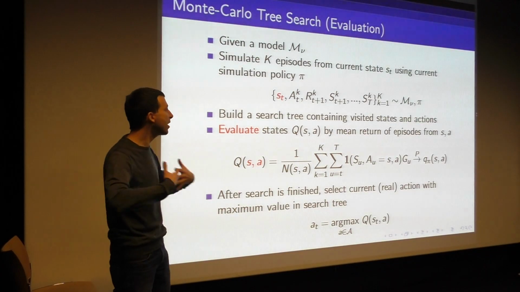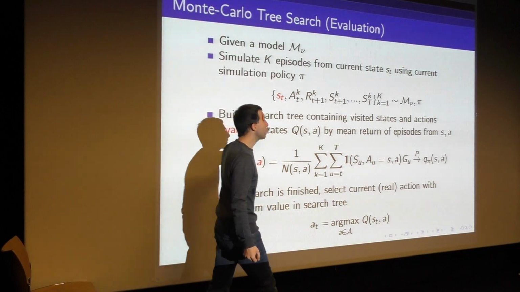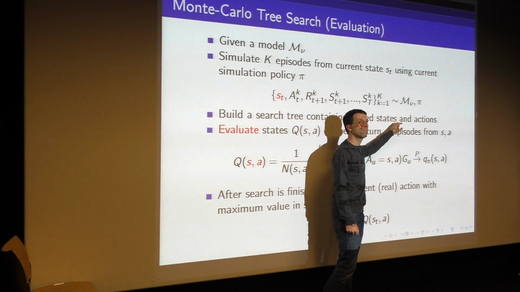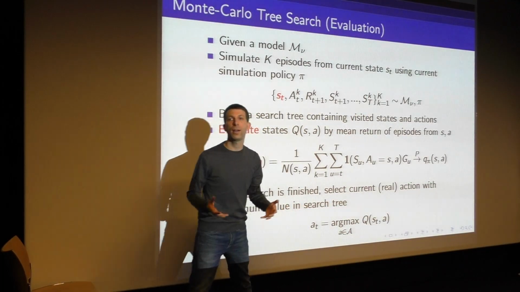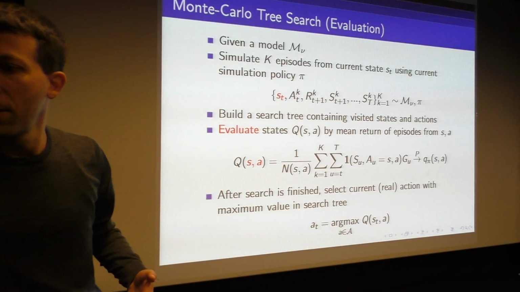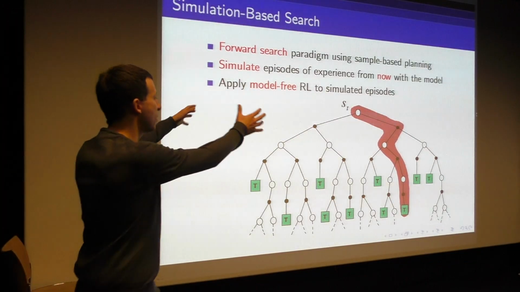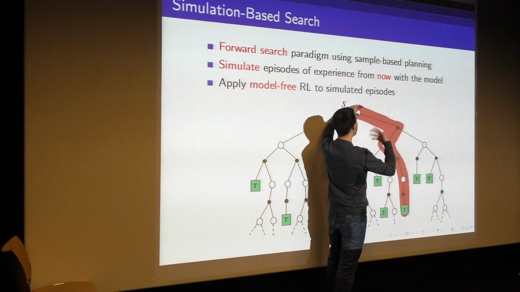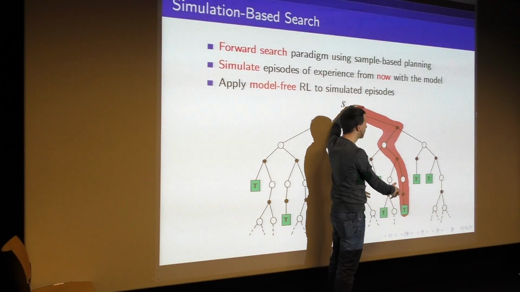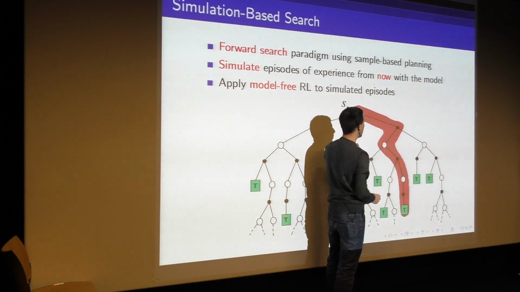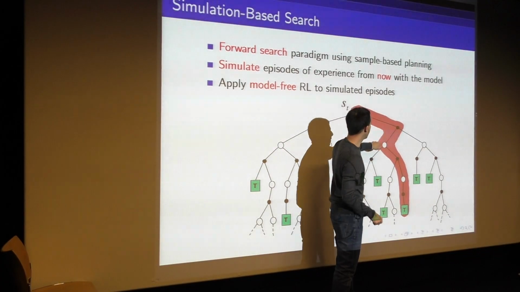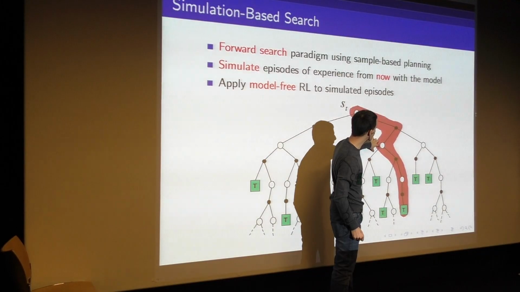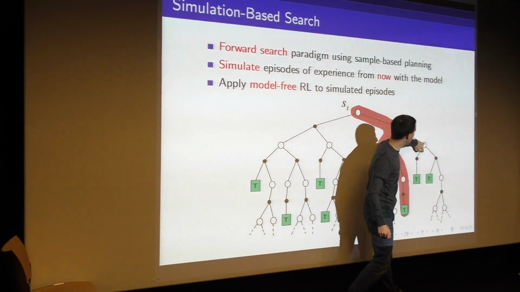So we're going to start to build a search tree that contains all of the states that we visited so far and all of the actions that we've tried from those states so far. So we're going to build a search tree up. At every step we're going to run some simulation out, and at the end of that simulation we're going to store an action value for all of the actions that you can take from all of the states. We're going to store a Q value here, a Q value here, a Q value here, a Q value here.